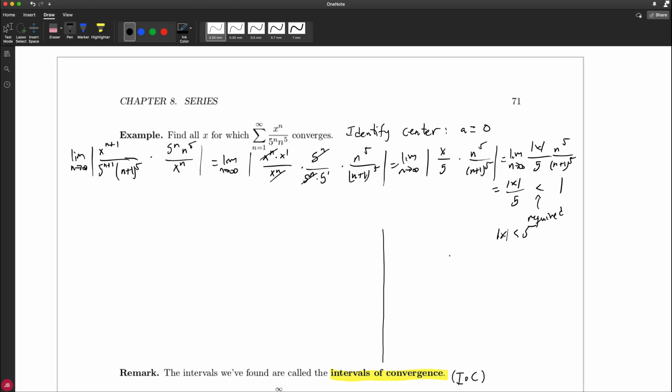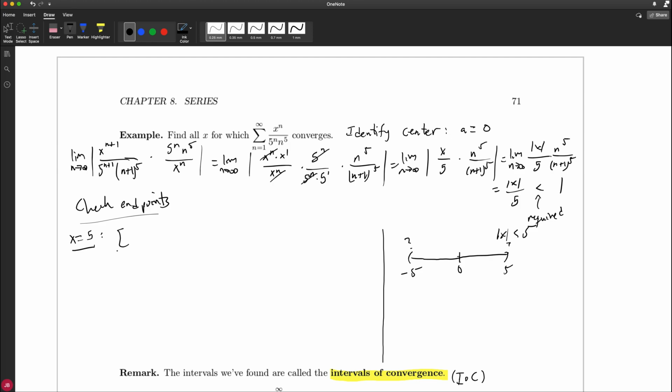Okay, so let's see here. My center I know is 0, and I'm allowed to stray 5 units in either direction. So 5 units in either direction from my center is minus 5 to 5. And now everything in the middle is okay. I just need to check these two endpoints. So pick your favorite one first. I'll start with 5.